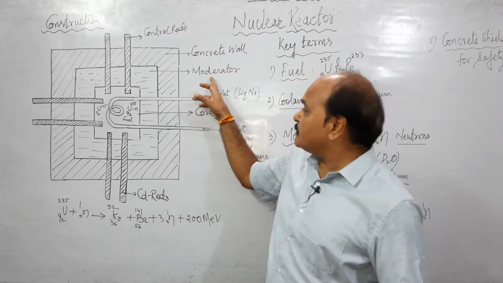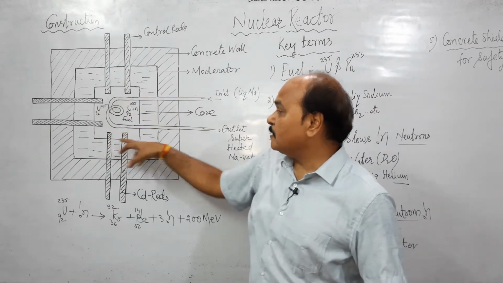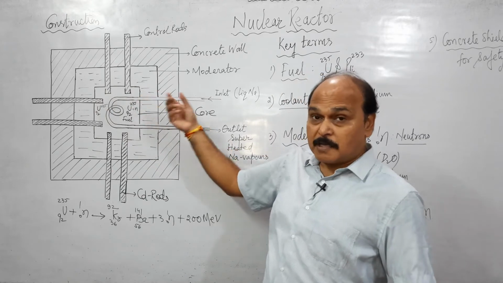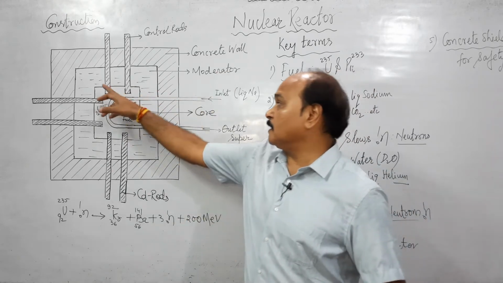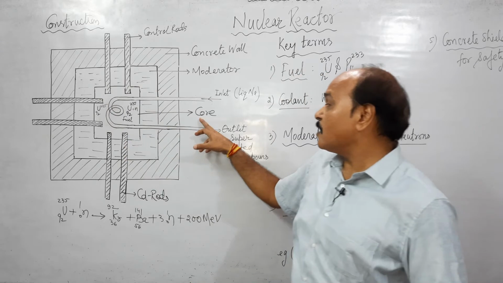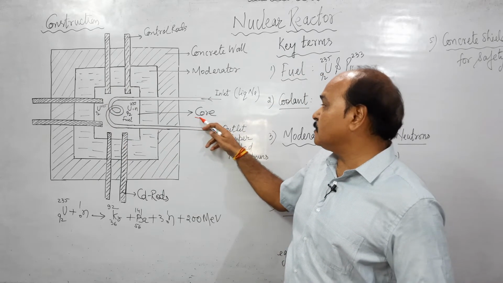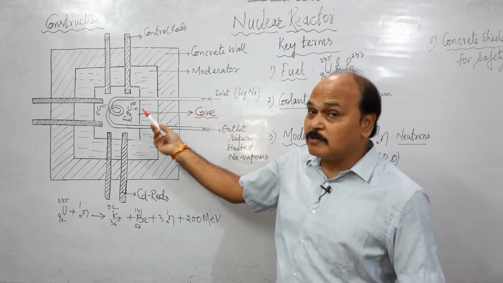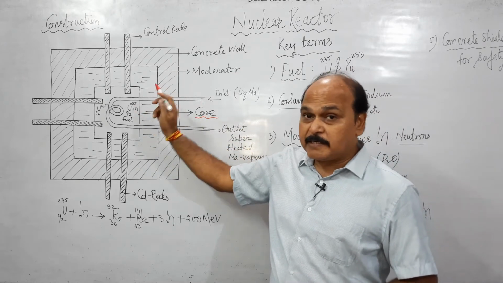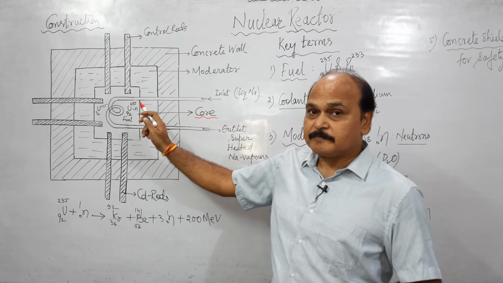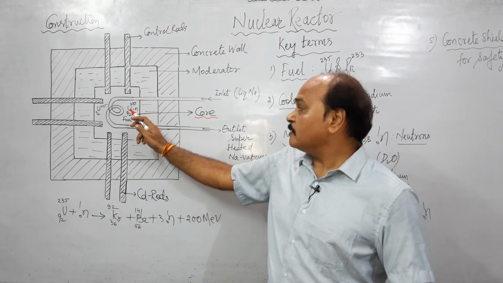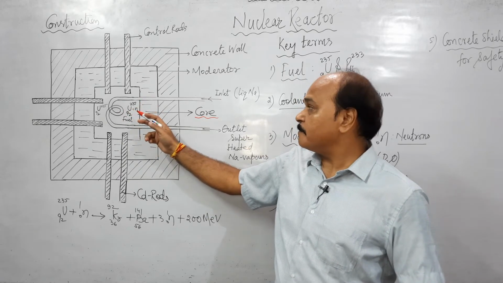And inside this second compartment we have the third and innermost compartment. This third and innermost compartment is called the core of the reactor. In this core, nuclear fission reaction takes place.